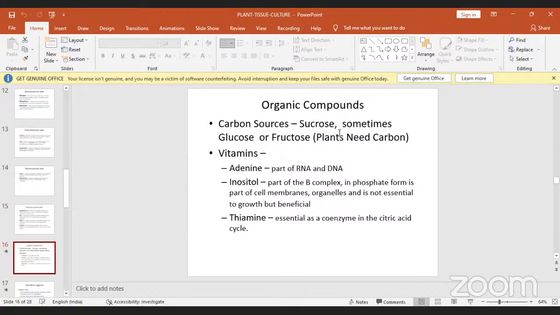So organic compounds. Sir, page number, sir? So page number is 273.